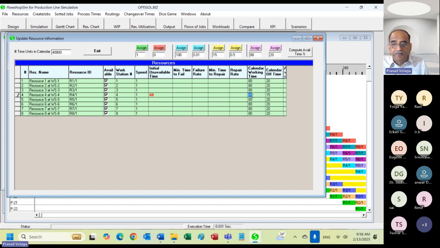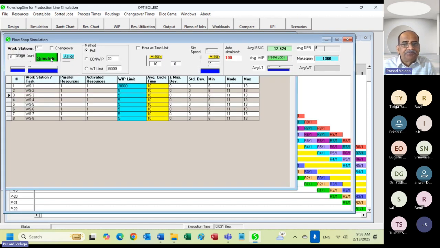So let me assign the same calendar for all other resources. So what I did, I assigned a different calendar for resource R4 to R8 because of the delay, and I increased the available time in the cycle by 5 minutes and reduced the unavailable time by 5 minutes. So let me run the simulation with this change.